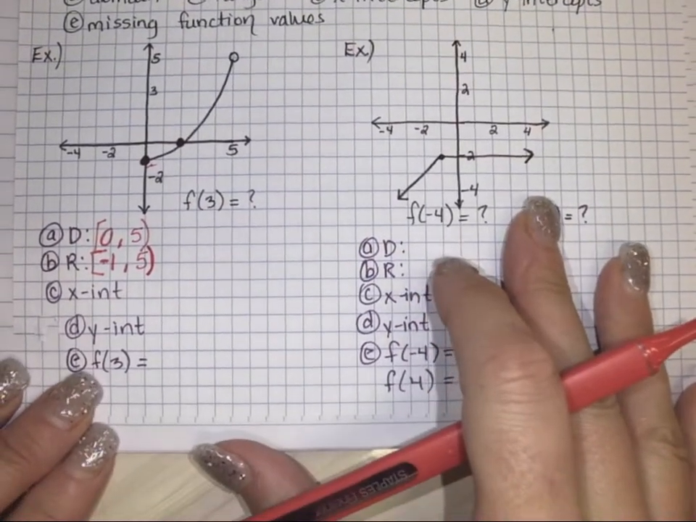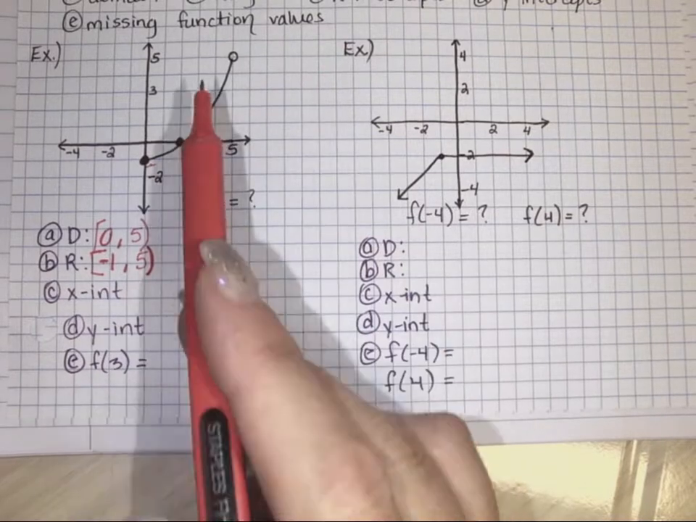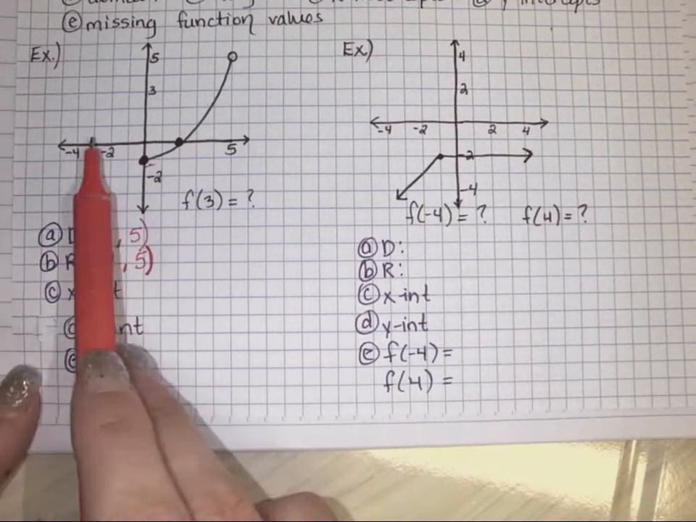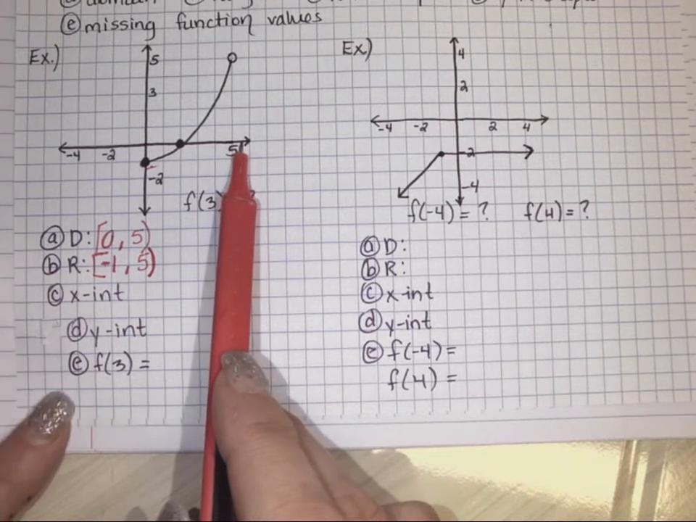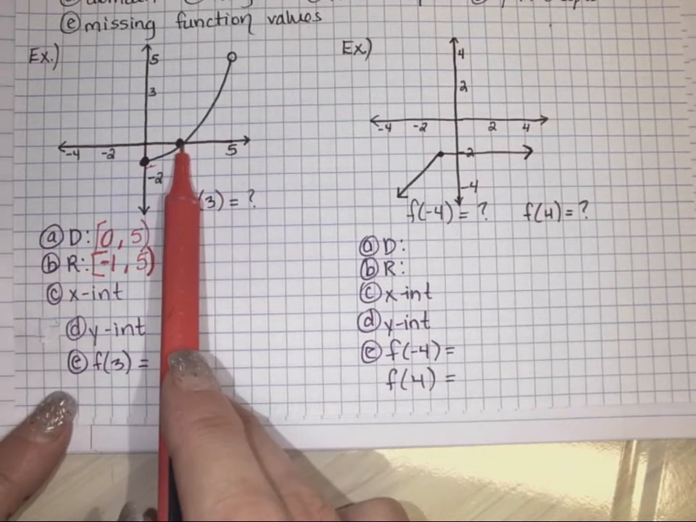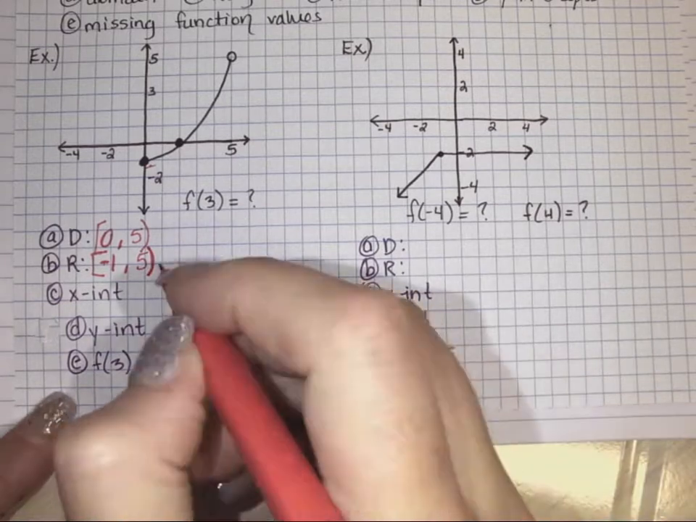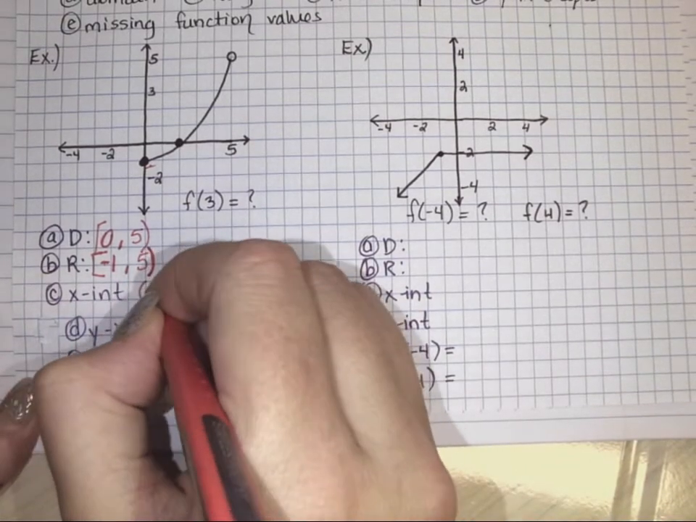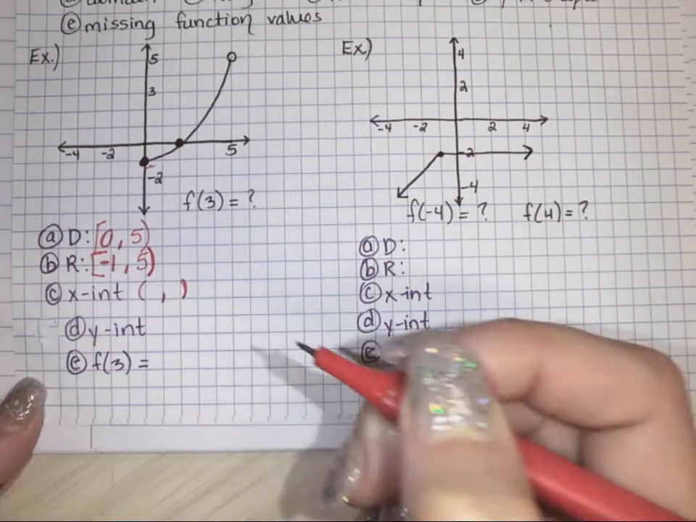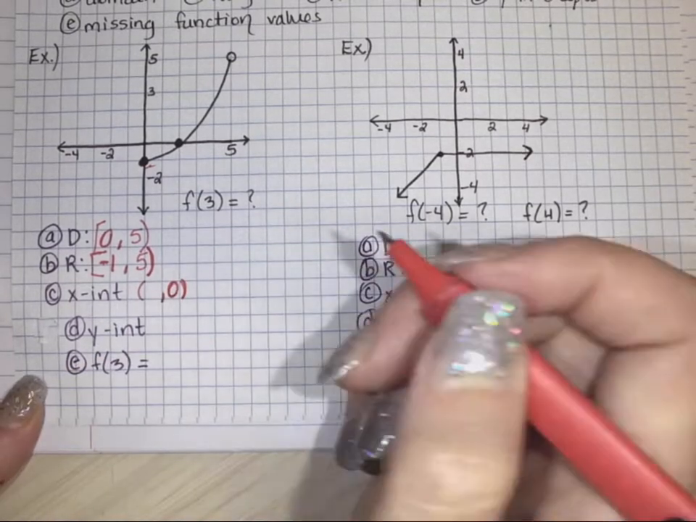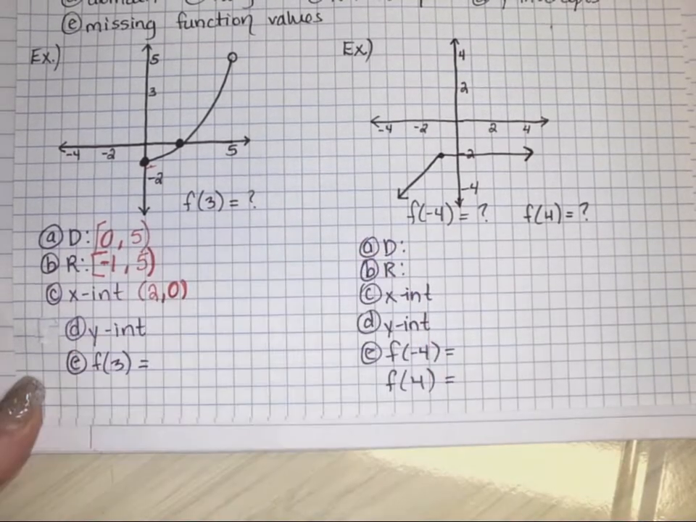For your x-intercepts, you're just simply looking for where does the graph cross the x-axis. The x-axis is here. It crosses at 2. And we need to write that in ordered pair form. When you're on the x-axis, recall that y is always 0. X is 2.